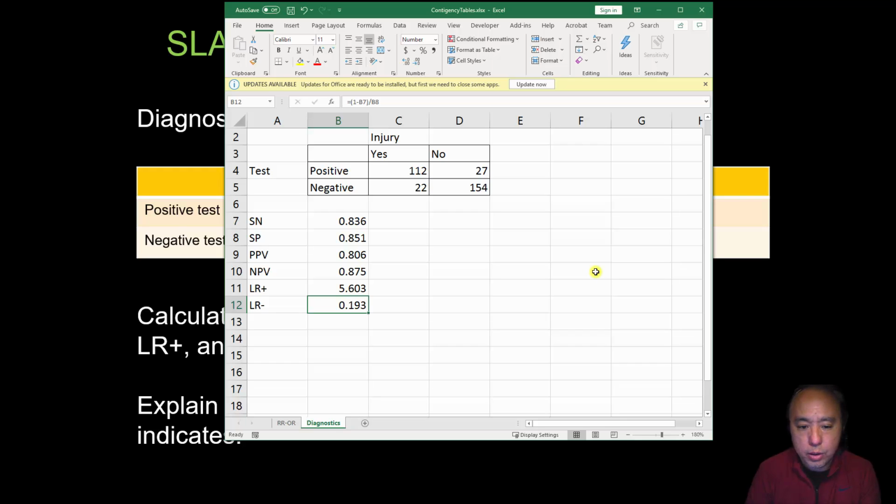So if you're looking at this, you could see that this test for SLAP lesion is fairly sensitive and specific, but perhaps does not have a high enough positive likelihood ratio. Remember, anything above 10 is good for a positive likelihood ratio. But the negative likelihood ratio would indicate that if you were to get a negative result on this test, it would help rule out the presence of a SLAP lesion.